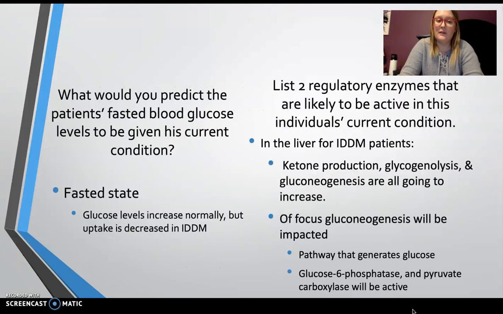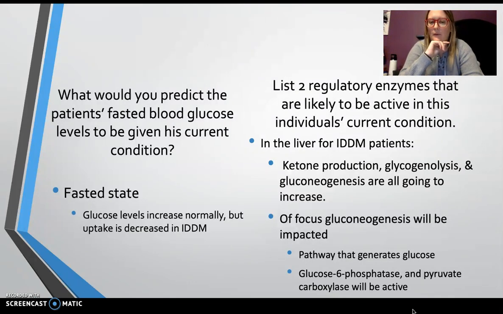So to predict what the patient's fasted blood glucose levels will be given the current condition, I'm going to say that in the fasted state, the glucose levels are going to continue to rise above the normal range. In type 1 diabetes, glucose uptake and utilization are going to decrease. And so in the liver, ketone production, glycogenolysis, and also gluconeogenesis are all going to increase. Specifically, gluconeogenesis will be a key pathway that's affected in type 1 diabetes.